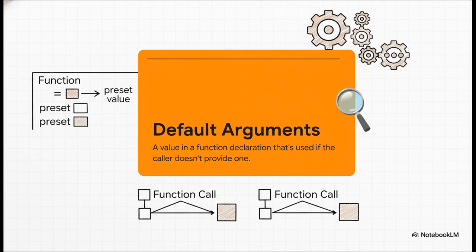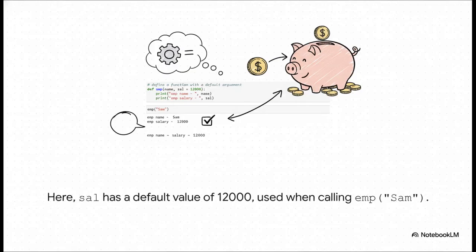Okay, but what about those ingredients you use almost every single time? The ones that rarely change. That's where default arguments are a lifesaver. You can give a parameter a preset value right there in the definition. This makes your function so much easier to call because you only need to provide arguments for the things you actually want to change.